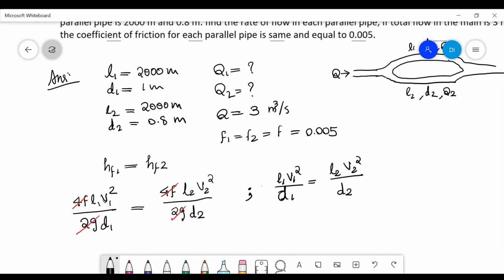So L1 is 2000 and V1 square we don't know, so we keep it as V1 square itself, and D1 is 1 meter, is equal to L2 is 2000 and V2 square we don't know, so we keep it as V2 square itself, and D2 is 0.8.